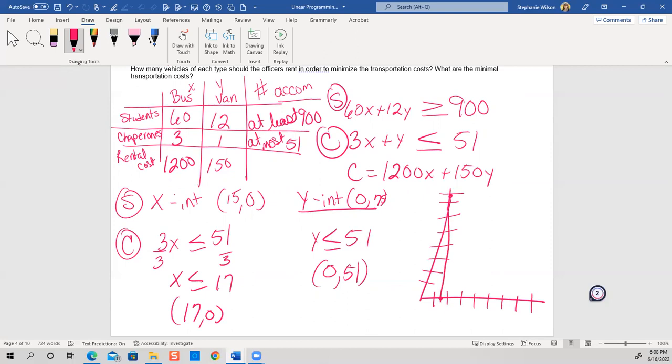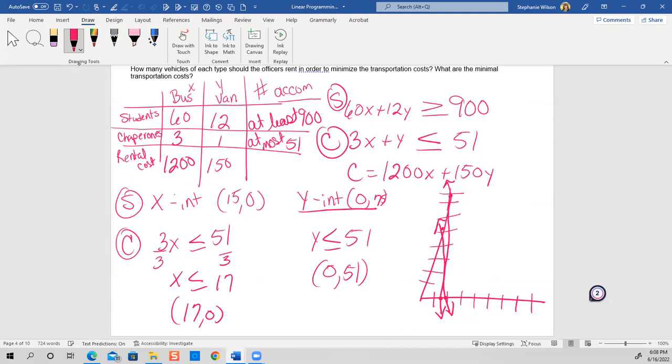It's not going to look accurate. Again, I would encourage you to use a graphing calculator. Now let's do the C. And the x-intercept is at 17, and the y-intercept is at 51. 1, 2, 3, 4, 5. So let's try to connect those dots.